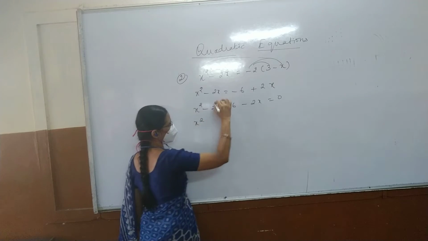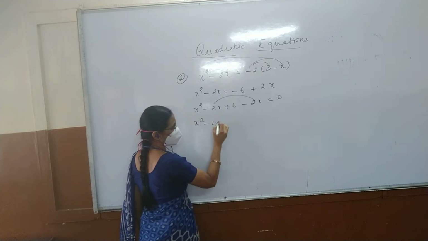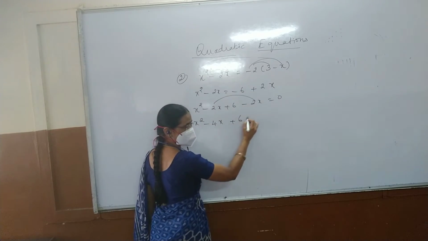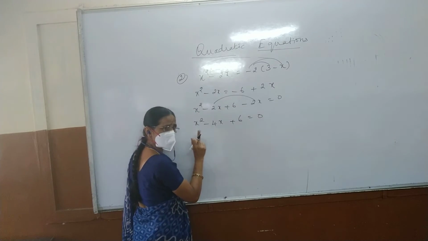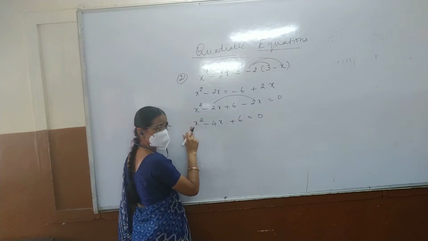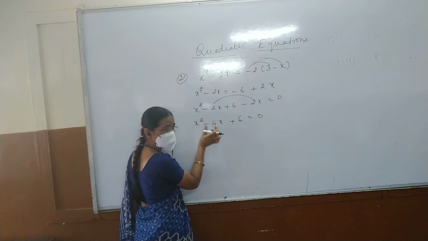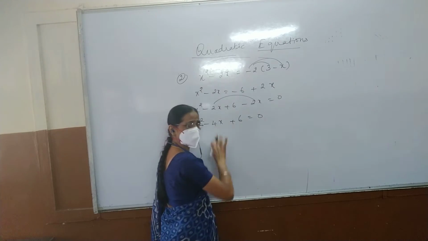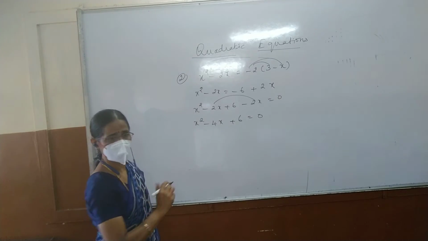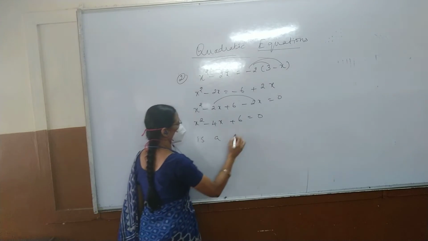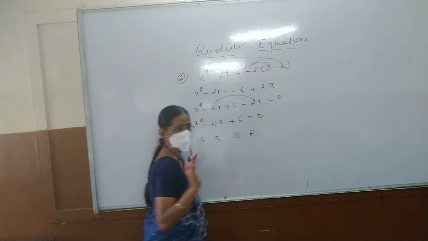It is x square minus 4x plus 6 equal to 0. What is the degree of the equation? 2. What is A? 1. B? Minus 4. C? 6. So we have to conclude that it is a quadratic equation.